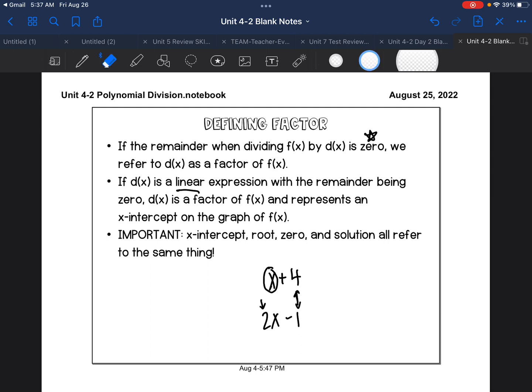But if d of x is a linear expression with the remainder being 0, then we say that d of x is a factor of f of x, but it also represents an x-intercept on the graph of f of x, okay? And it's important that we remember that x-intercept, root, zero, solution all refer to the same thing. Those are vocabulary words that we're going to hear a ton in this unit, so make sure that you understand that those all mean the same thing, okay?